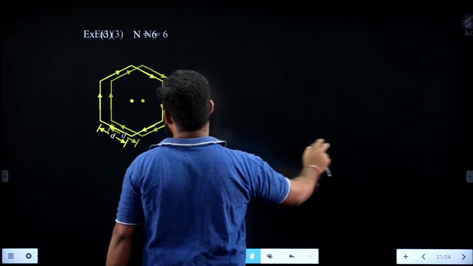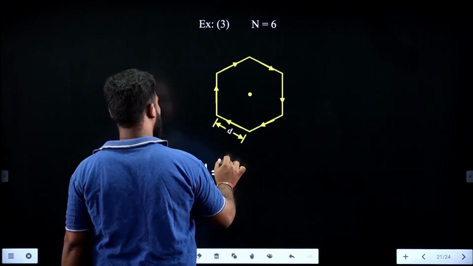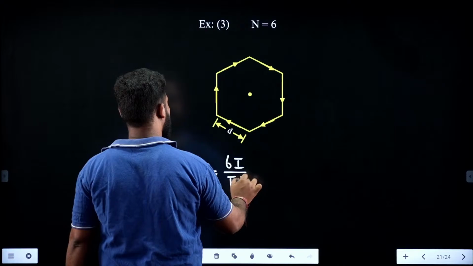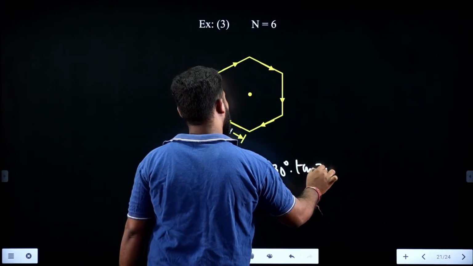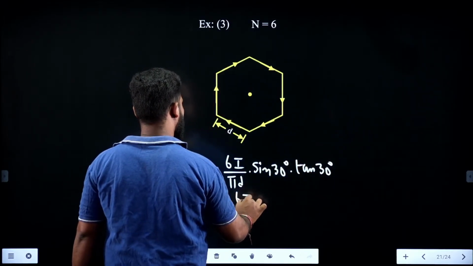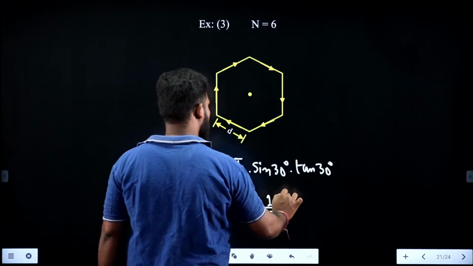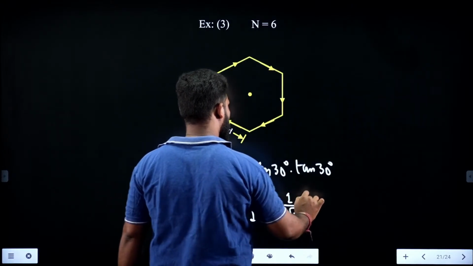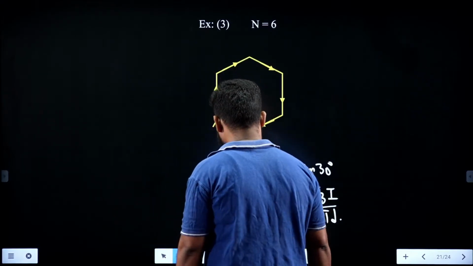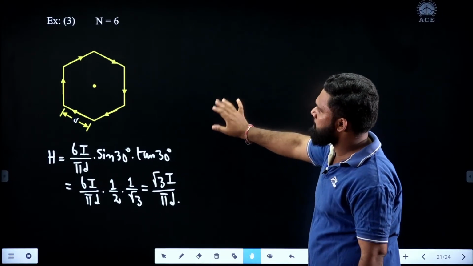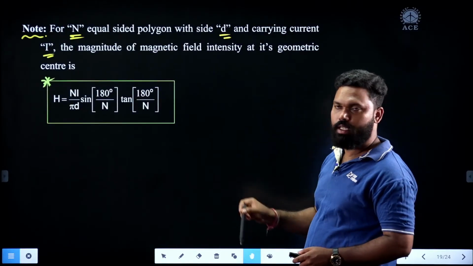If n is equal to 6, it is a hexagon. Fine. So what happens to the magnetic field at the center? So H is equal to 6 into I divided by pi d, sine of 30, tan of 30. 6 into I by pi d, it is 1 by 2, this one 1 by root 3. So which is equal to root 3 I by pi d. Okay, that is how you can use this formula to save your time. Yes?